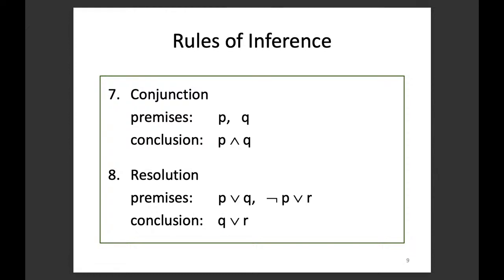Now conjunction is also straightforward. Suppose that I know P is true, I know that Q is true, then I know that P and Q has to be true.